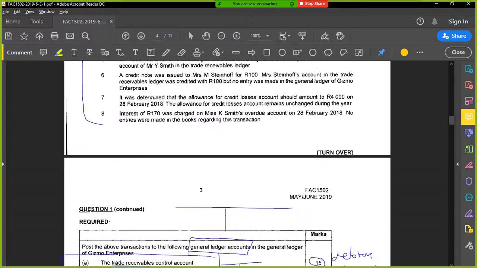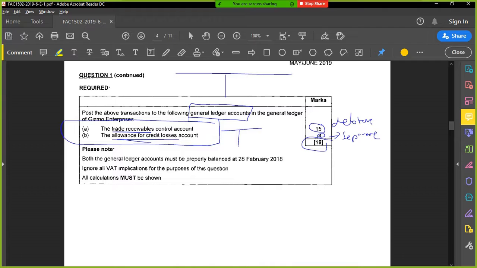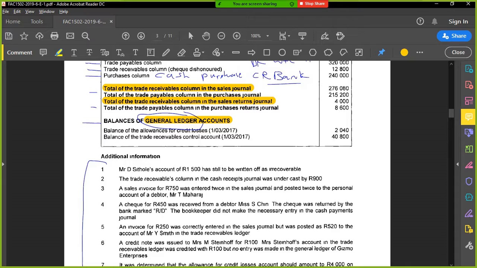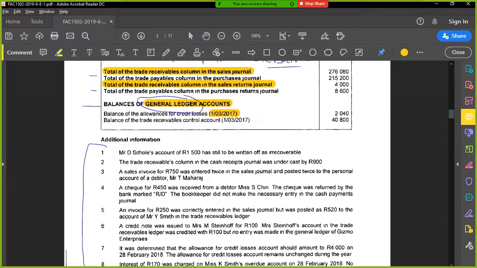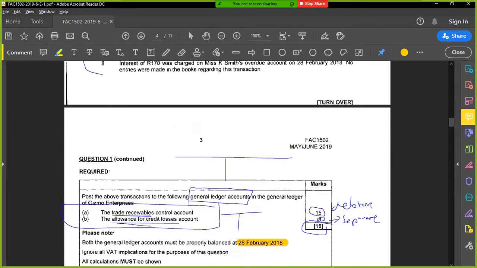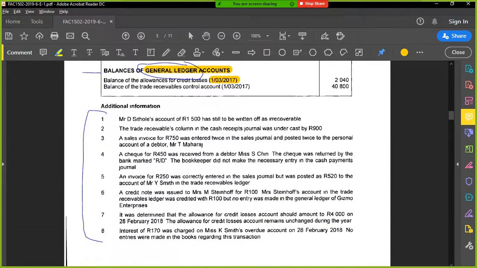Okay, remember I'm looking at a particular date. What date am I looking at here? Did they say? Yes, they did. 28 Feb 2018. What do I have here? 1st March 2017. What is that? Beginning or end? Beginning. Okay, March 17, Feb 18. This is the beginning. So now we know what the opening balances are.